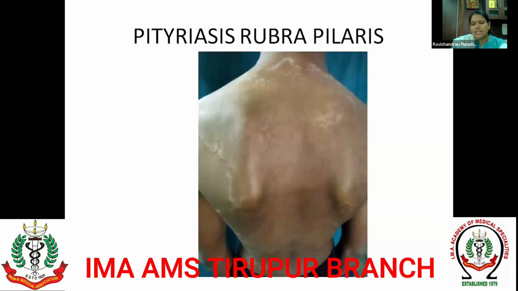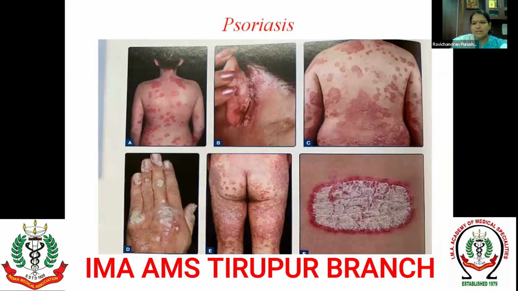Even if the border lesion is there, there is no clearing. The erythematous scaly lesions are present. These patients will have lesions in the palms and scalp. And these are common cases that we encounter in our routine.